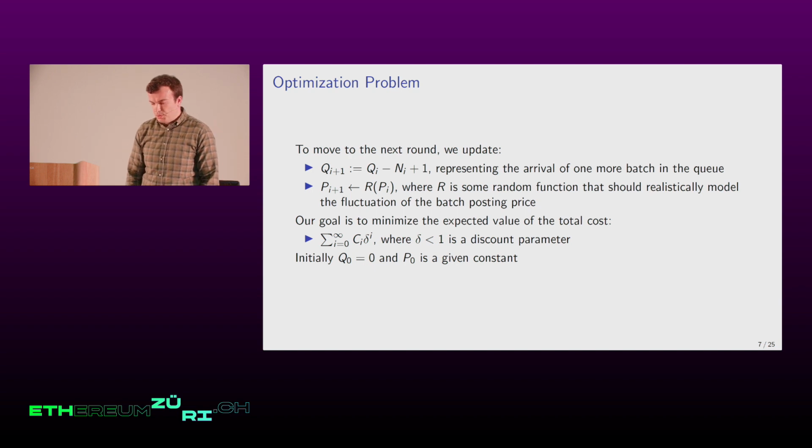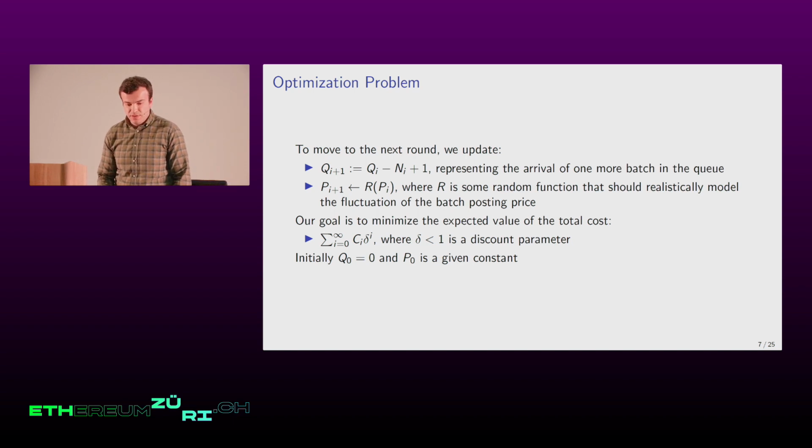Okay, so now what is the optimization problem? In the next round, we're subtracting how many batches we posted, but one new batch arrives, so that's how rounds are actually defined. And we assume that in the next round, the price of the gas fee is a random variable that depends on the current price. And at the moment, we assume that this is independent of what Rollup does or what is our strategy. But I would say this is not completely true at the moment.